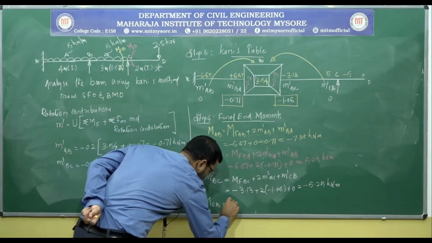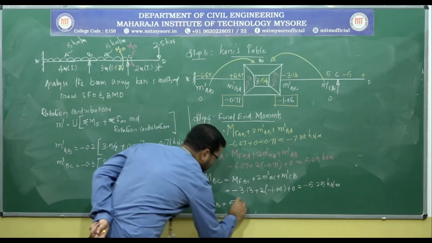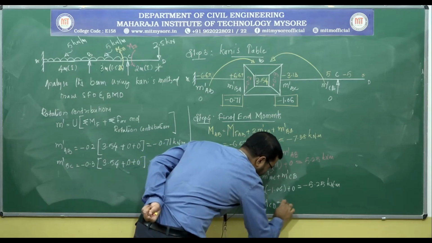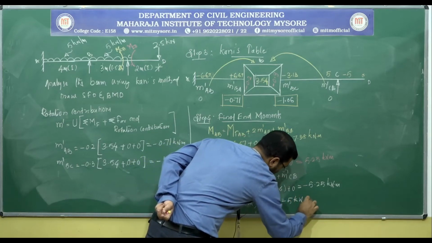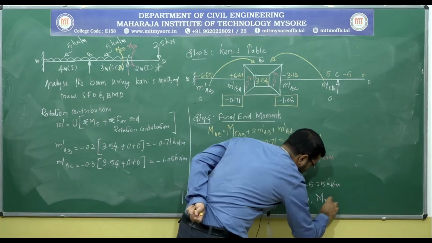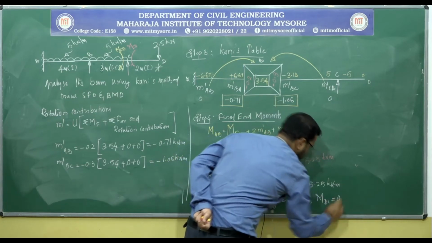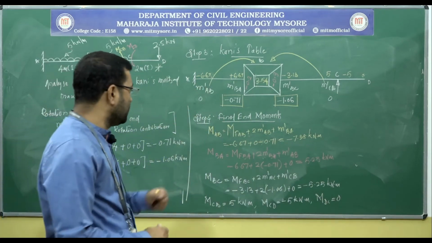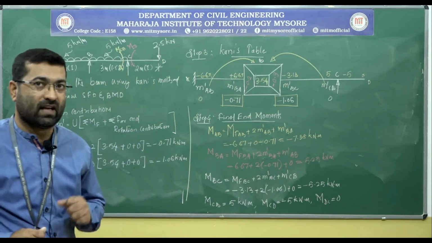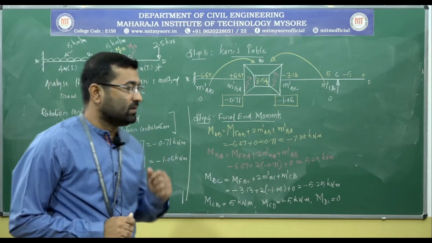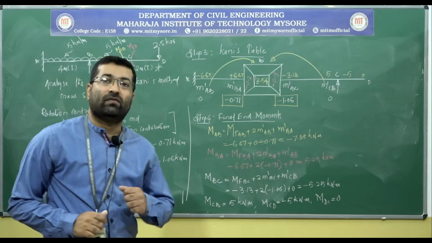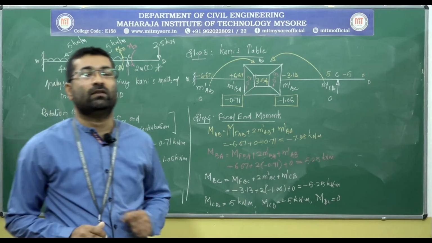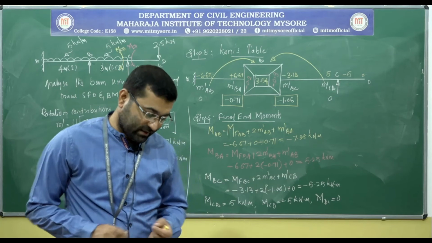And the next thing, these are the end moments which we have already estimated: MCB is equal to plus 5 kilonewton meter, MCD is equal to minus 5 kilonewton meter, and lastly MDC, at the free end, the moment is 0. So this is how we need to calculate the final end moments as per Kani's method. The next thing is we need to use these final end moments to calculate the support reactions as well as the maximum bending moment in the span.